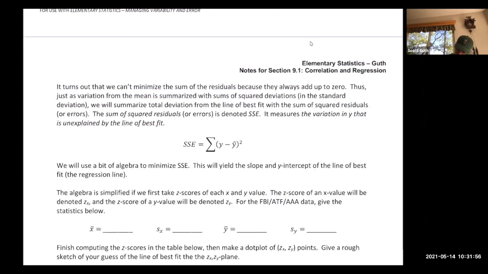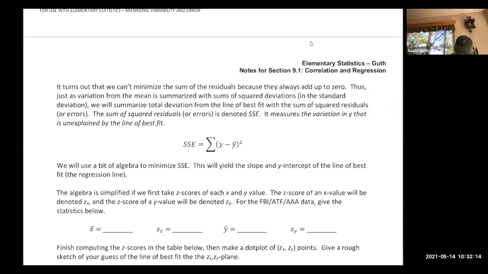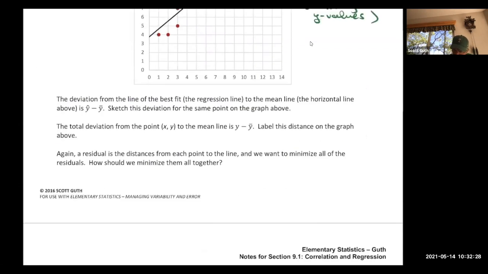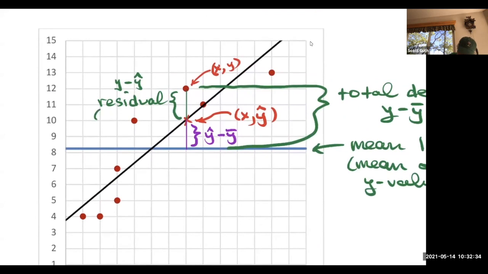It says, they always add up to 0. Thus, just as variation from the mean is summarized with sums of squared deviations in the standard deviation, we'll summarize total deviation from the line of best fit with the sum of the squared residuals or errors. The sum of squared residuals or errors is denoted SSE, that's sum of squared errors. It measures the variation in Y that's unexplained from the line of best fit. So we call this unexplained. I'll put this on the graph. I hope it may be on others as well. The residual is unexplained because we don't know why it's not on the line.